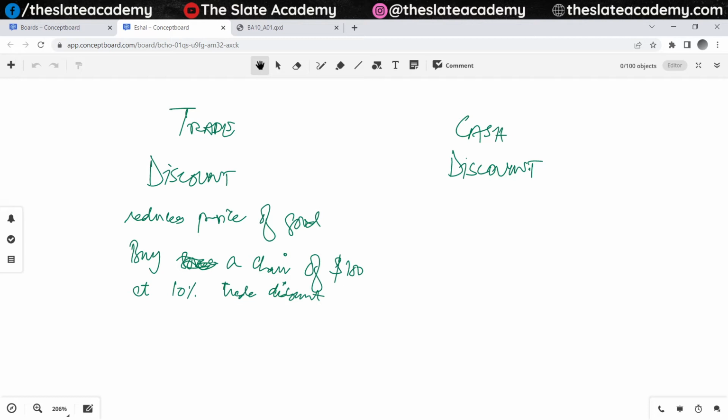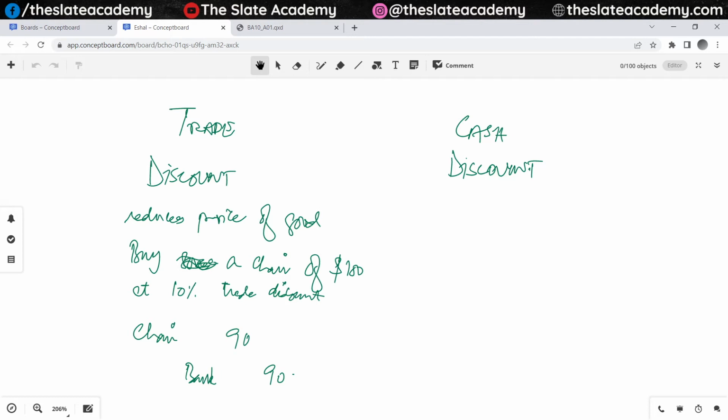So I will have chair debit 100 and bank credit 100. Sorry, chair debit 90 by the reduced amount and bank credit by 90. Discount doesn't get separately recorded as discount when it is trade discount.